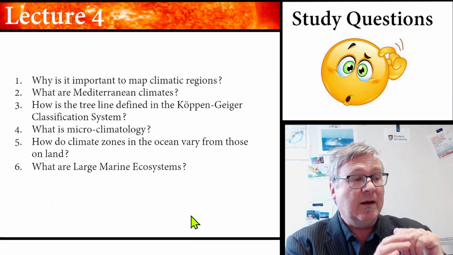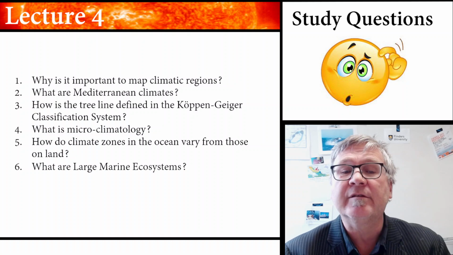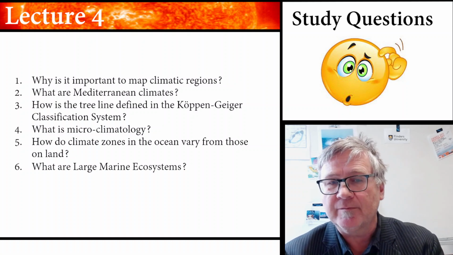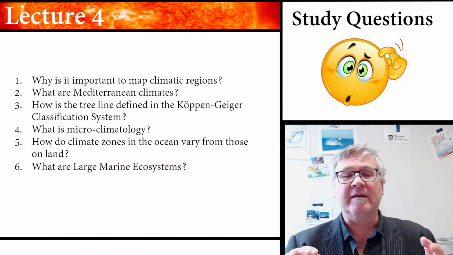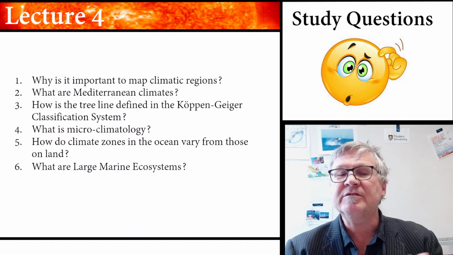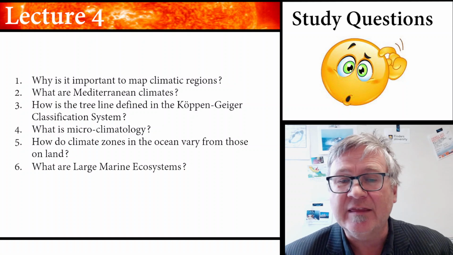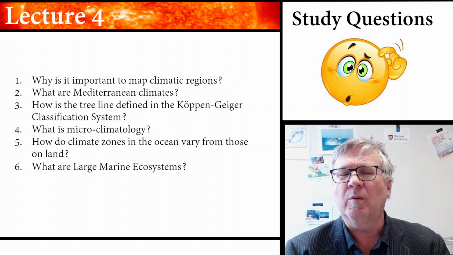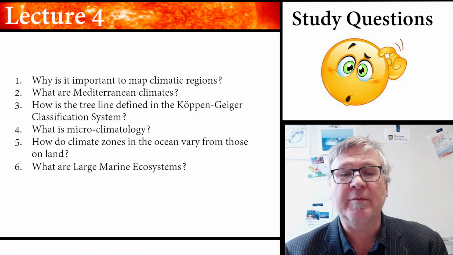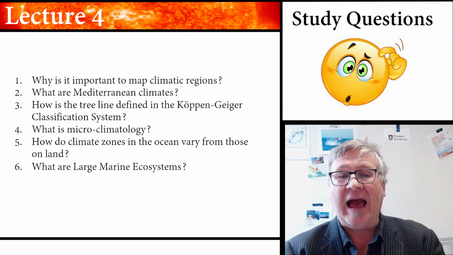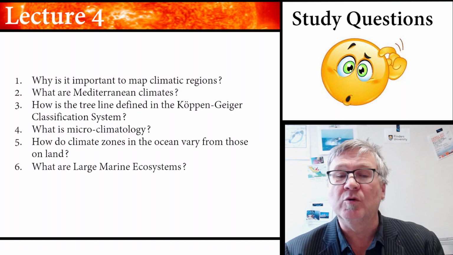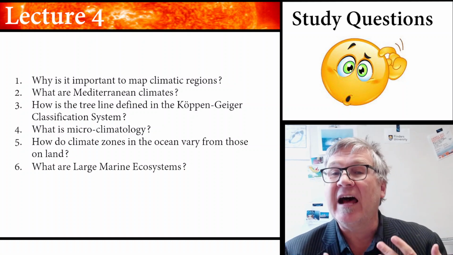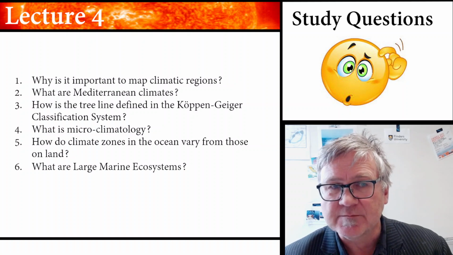Study questions. Why is it important to map climatic regions? What are Mediterranean climates? How is the tree line defined in the Köppen-Geiger classification system? What is microclimatology? How do climate zones in the ocean vary from those on land? And what are large marine ecosystems?